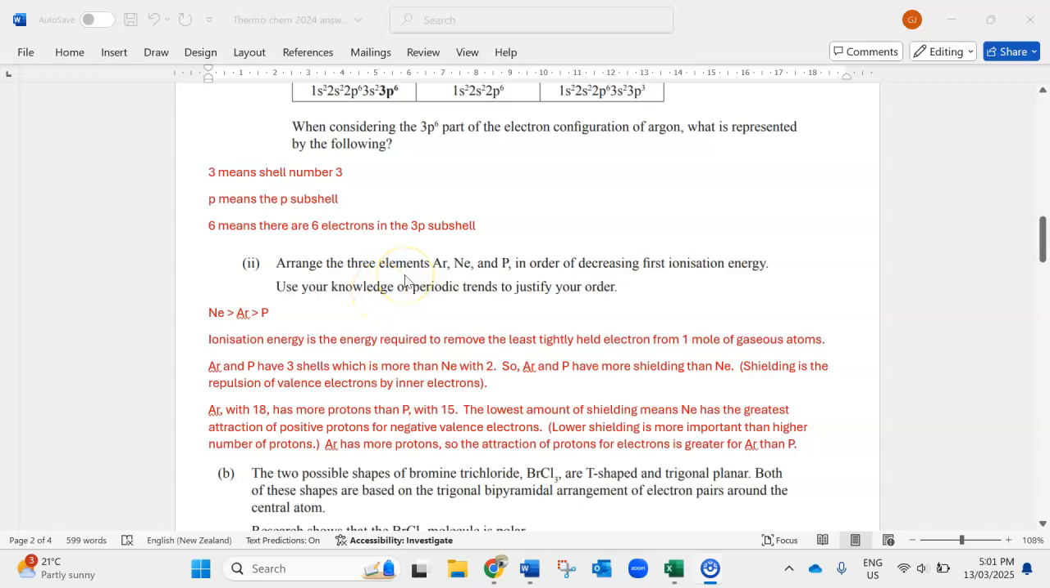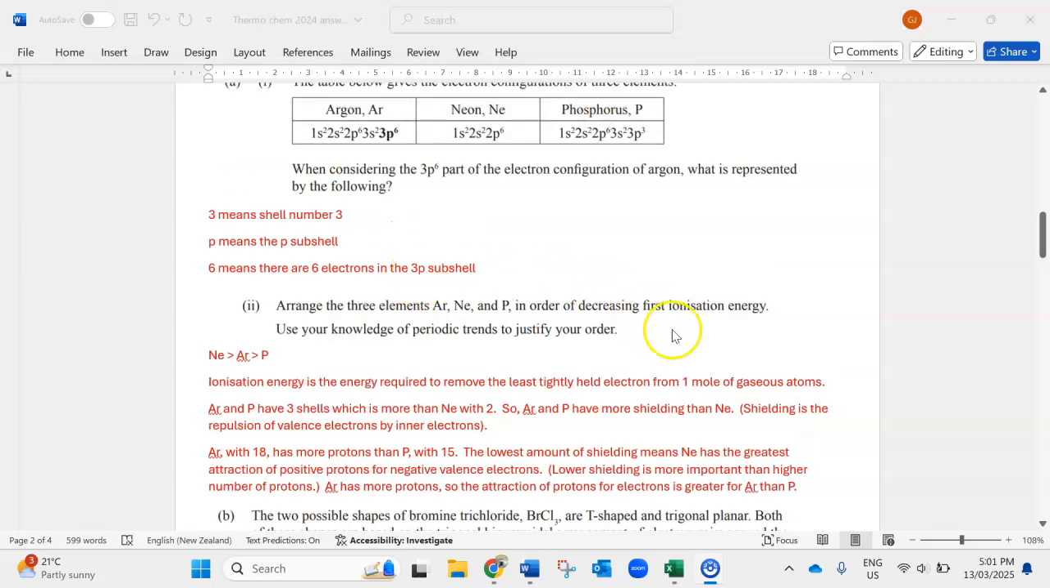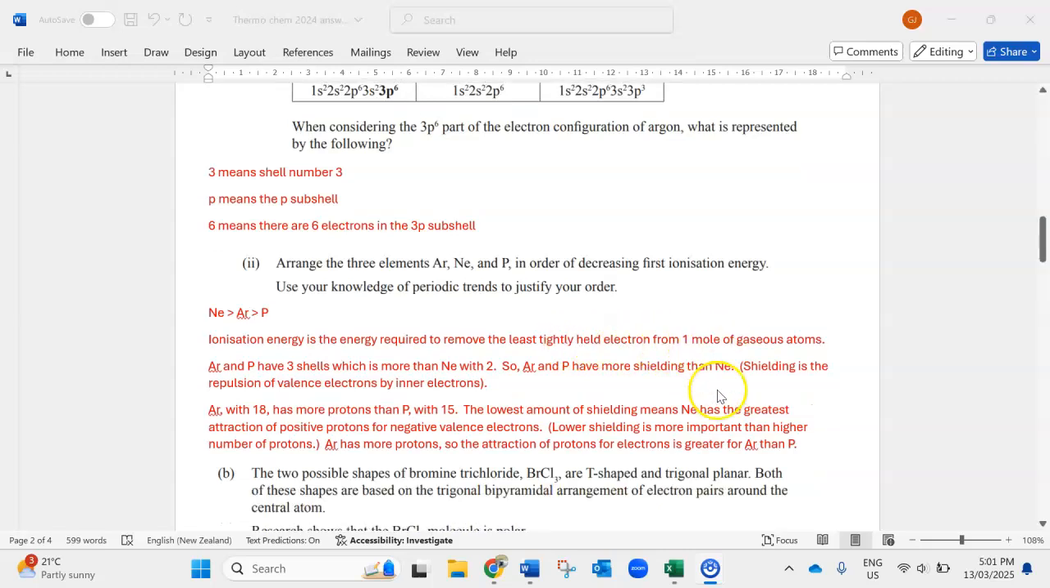Arrange the 3 elements in terms of decreasing first ionization energy, so from greatest first ionization energy to the least. Neon, and then argon, and then the lowest will be phosphorus. First, the definition: ionization energy is the energy required to remove the least tightly held electron from 1 mole of gaseous atoms.